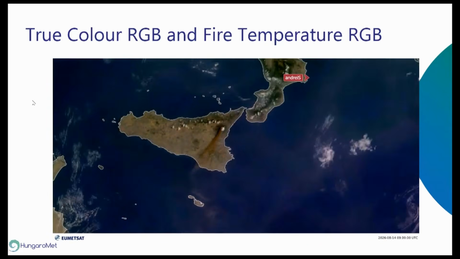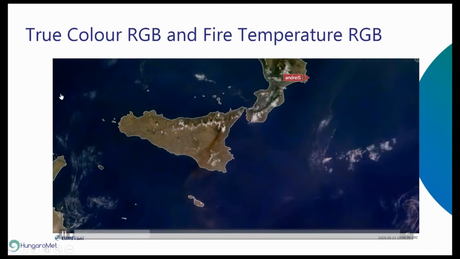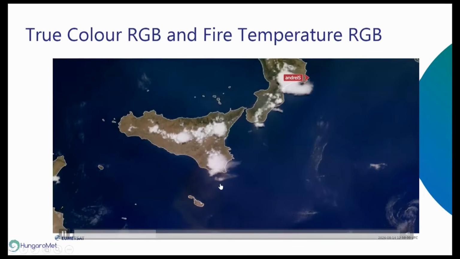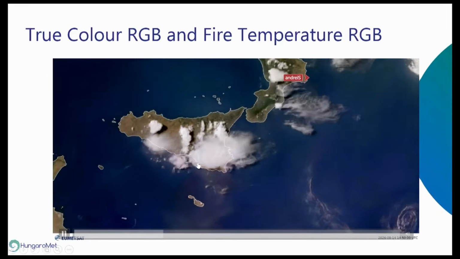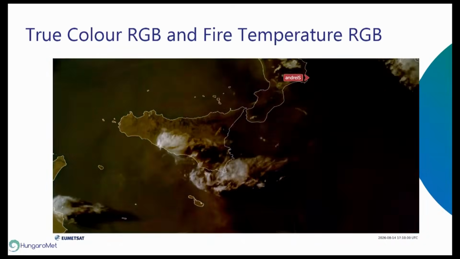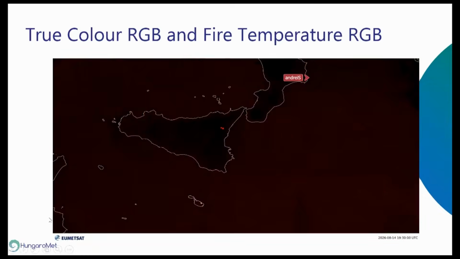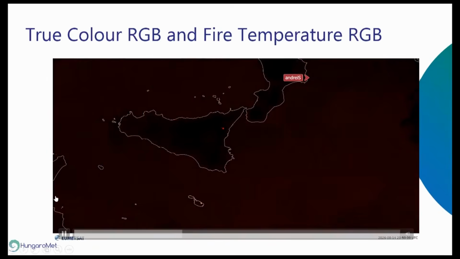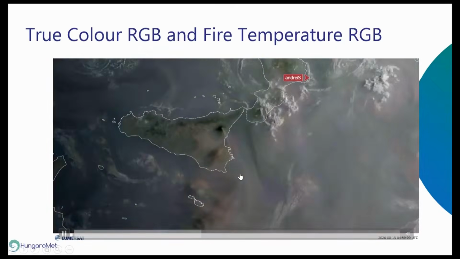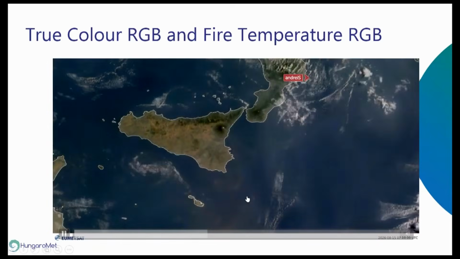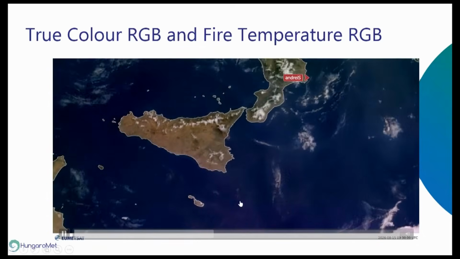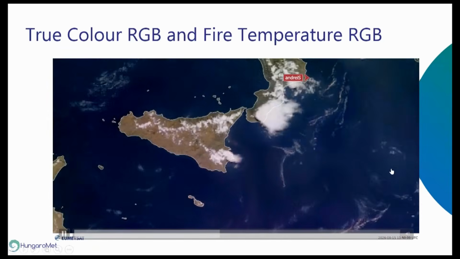I will try to use this tool here. Oh, but then it stops. Okay, but I'm pretty sure you can see the plume, the ash plume coming, and then the clouds are blocking the view of the ash, and when the clouds move again, we can see it. Oh yes, it started again, so we can see the fire or the lava in the fire temperature, and we can also see the plume very nicely coming from the volcano.